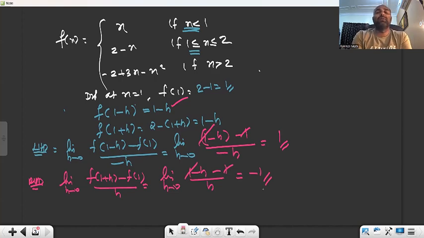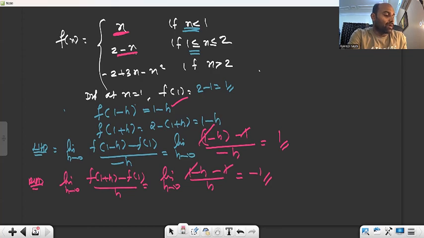It's not coinciding. Even if you differentiate, you can see the derivative here is 1 and here it is minus 1. Both are not coinciding. LHD not equal to RHD. Therefore, f of x is not differentiable at x equal to 1.